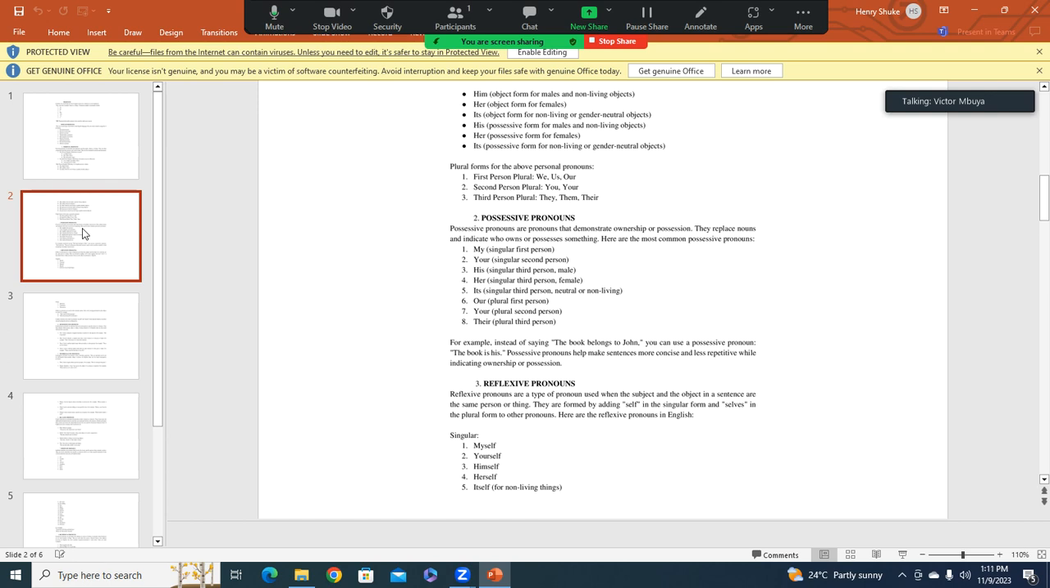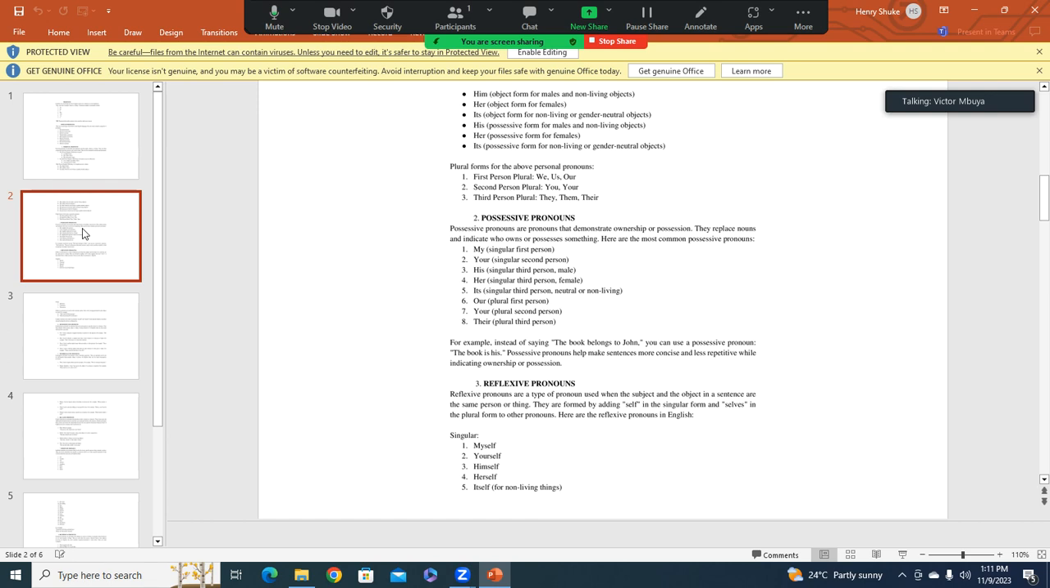We have his, which refers to the possessive form for males and non-living objects. We have her, which refers to the possessive form for females. Then finally we have it, which refers to the possessive form for non-living or gender neutral objects. Now let us look at the plural forms for the above personal pronouns. We have first person plural, which will be having we, us, and our. Then we have the second person plural, which is you and your. Then we have the third person plural, which is they, them, and their.